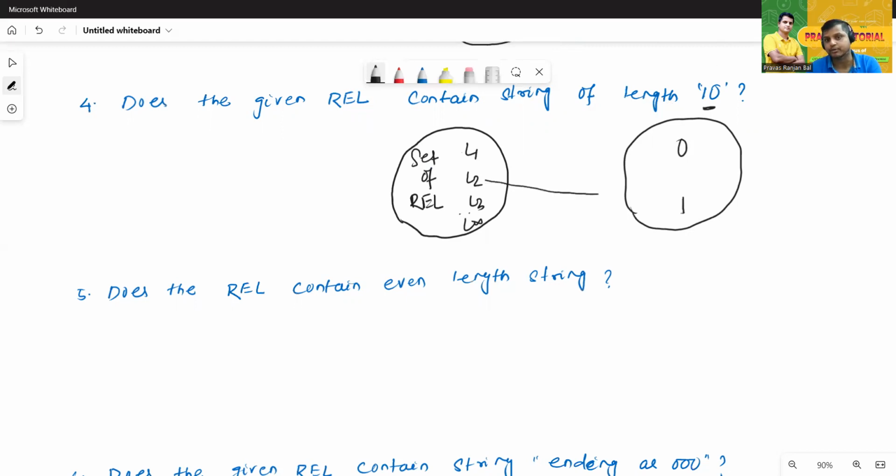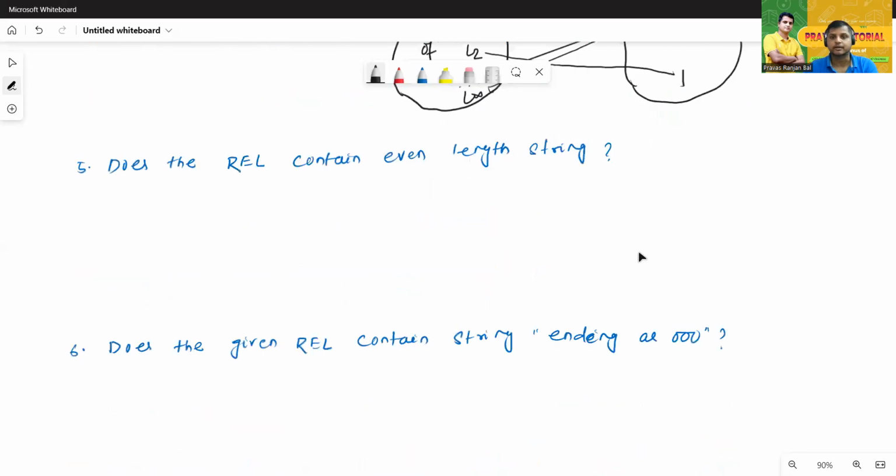Let it map with 1. But some may not contain a string of length 10, so it will map with 0. So this is called a non-trivial property of RL language. So this problem is undecidable. Okay, now we'll see the next one.